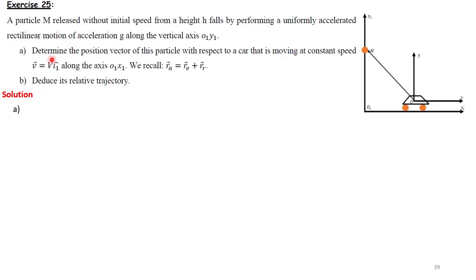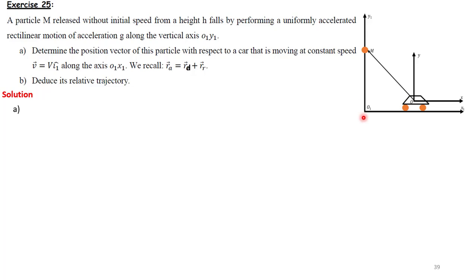Question A. Determine the position vector of this particle with respect to a car that is moving at constant speed v equal v along i1, along the axis O1 x1. We recall R absolute equals R driving plus R relative.